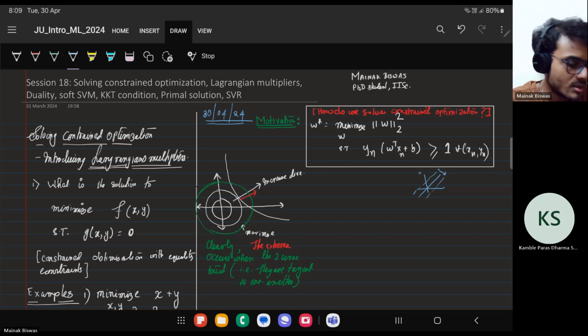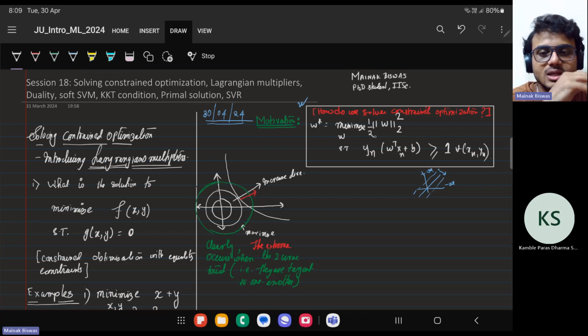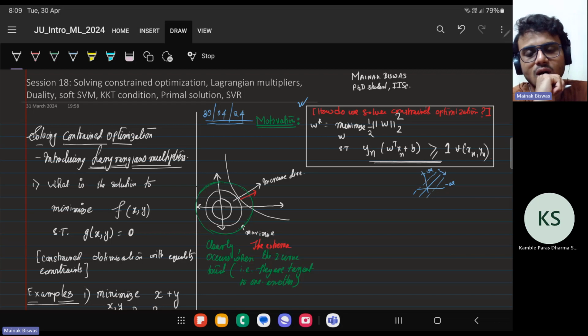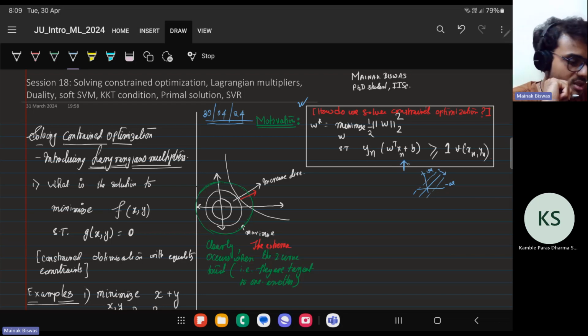But this was the positive class, and this was, say, the negative class. That led us to this optimization problem, which told us to optimize a quadratic, that is the norm of the weight of the SVM, such that the constraint given here holds. But we do not know how to solve constraint optimization problems, that is, for all yn and xn, how to make this constraint hold.